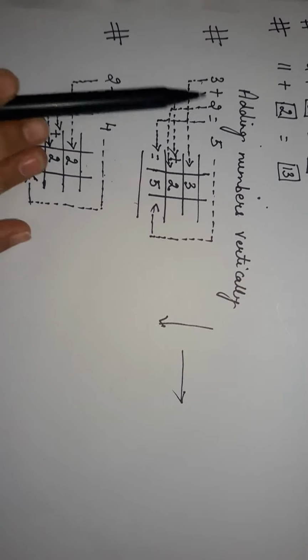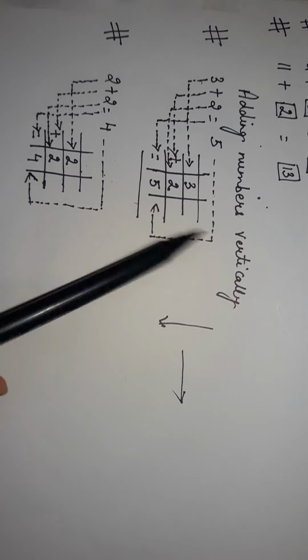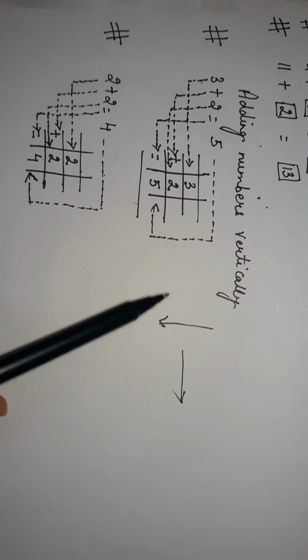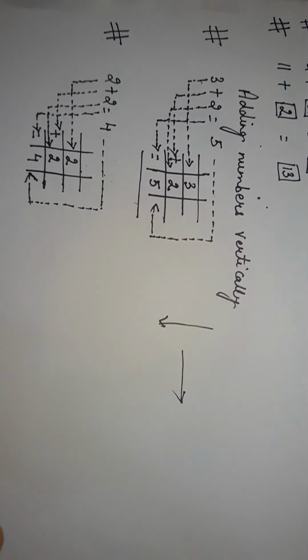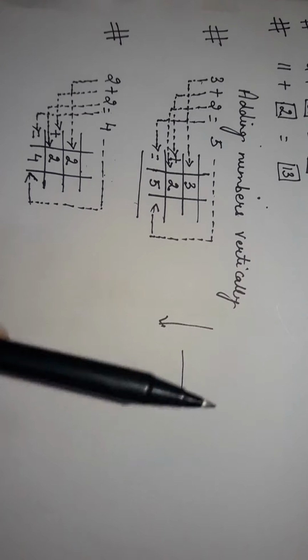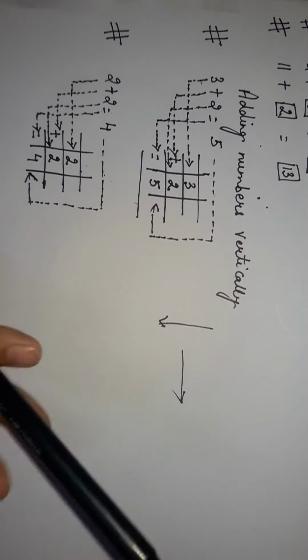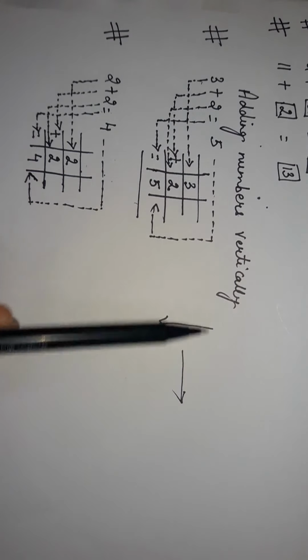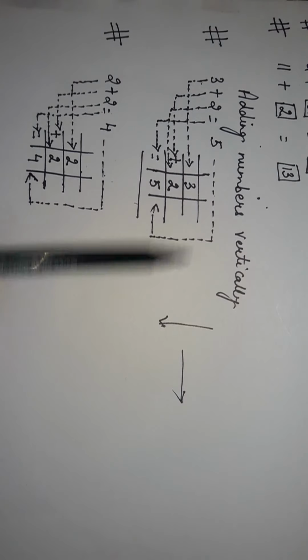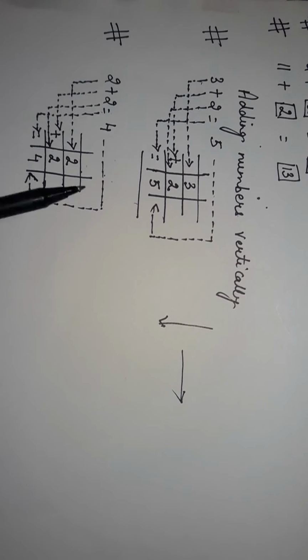So likewise you need to arrange the numbers in a vertical direction. Take any 1 digit numbers, or if you want, you can take 2 digit numbers also, but it's preferable that you take only 1 digit numbers first. First revise 1 digit numbers, take any numbers and add them in the vertical direction. Thank you.